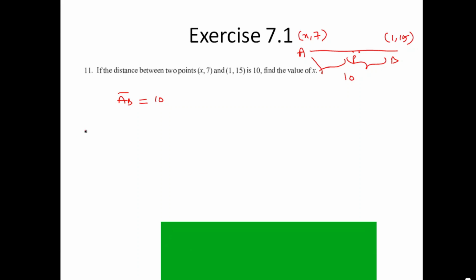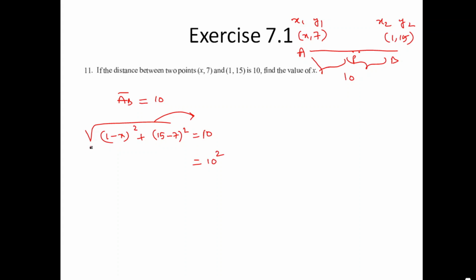So using the distance formula, this is your x1, this is your y1, this is your x2, this is your y2. Square root of (x2 minus x1) to the whole square plus (y2 minus y1) to the whole square is equal to n. I'm shifting this root to the other side, so this becomes n square. Now this is (a minus b) to the whole square as it is.